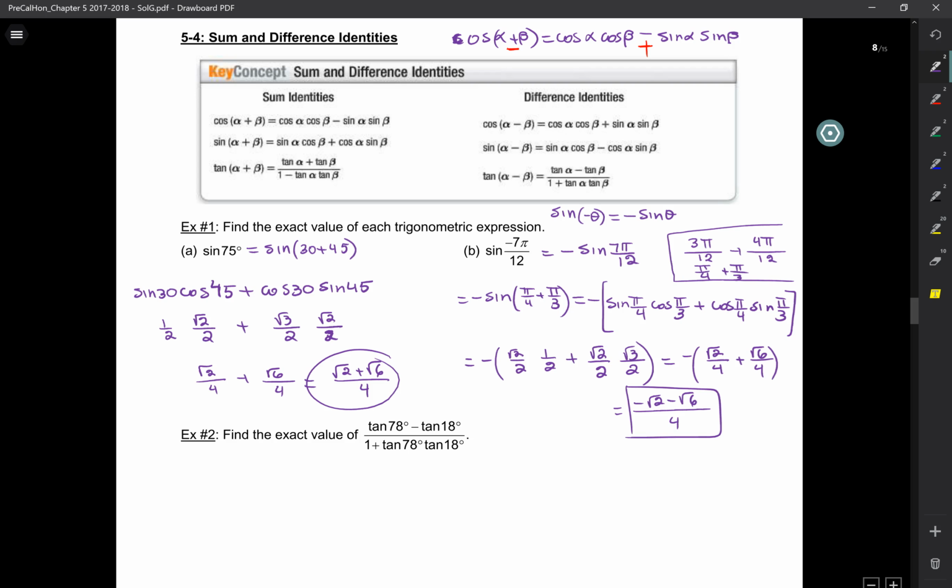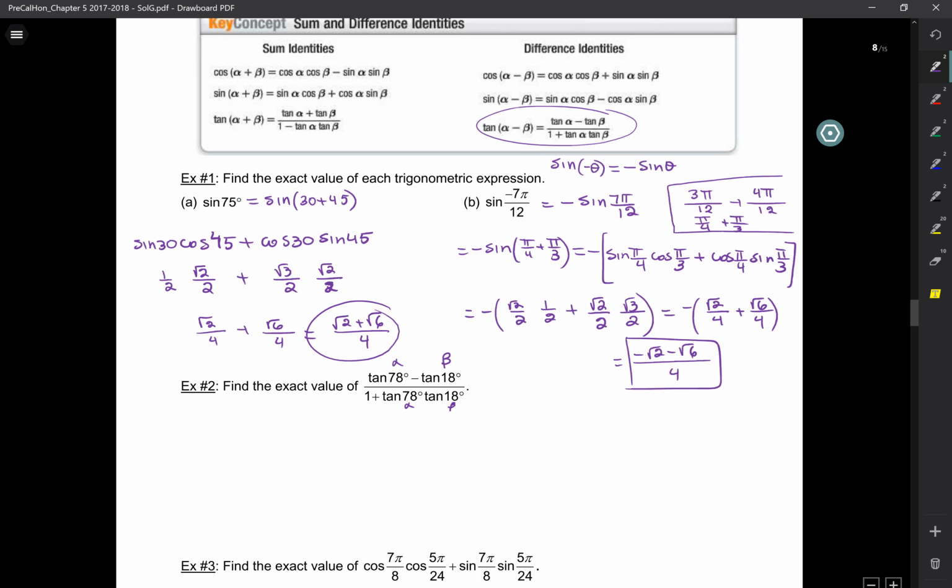So take a look here. Tangent alpha minus tangent beta, right? That's what I have here. And then 1 plus tangent alpha tangent beta. So then this means I'm going backwards. So this whole thing is equal to tangent of alpha minus beta, which in this case is tangent of 78 minus 18, which is tangent of 60, which is how much these days? Root 3.